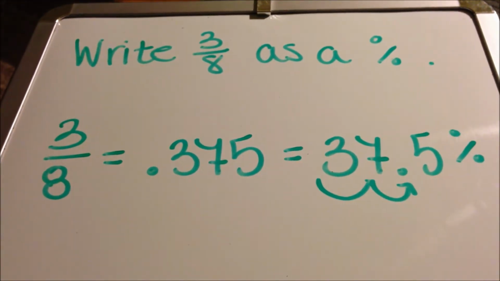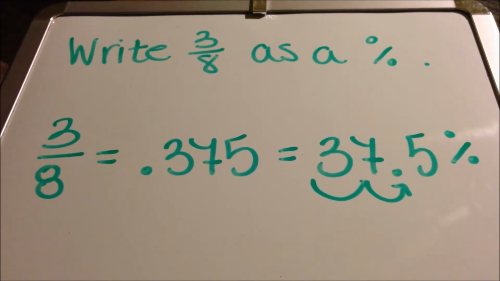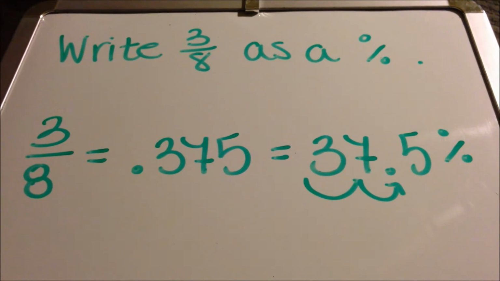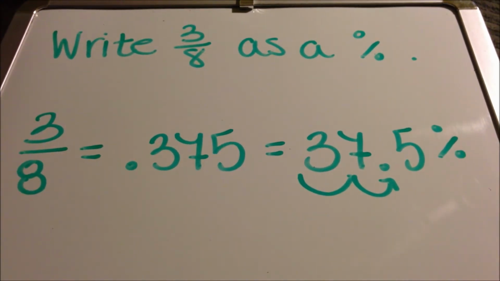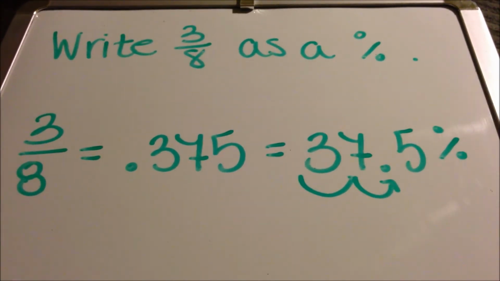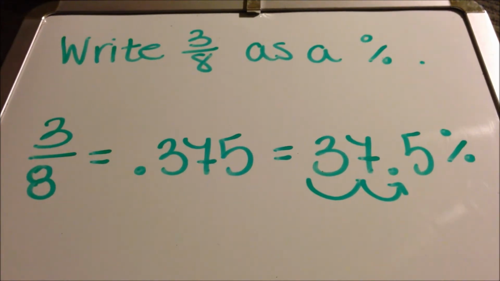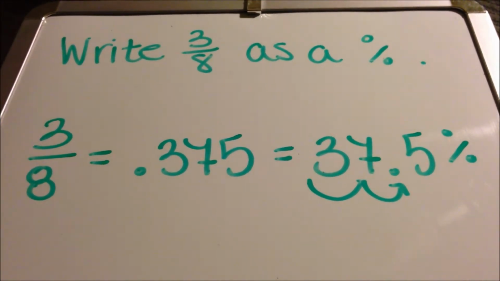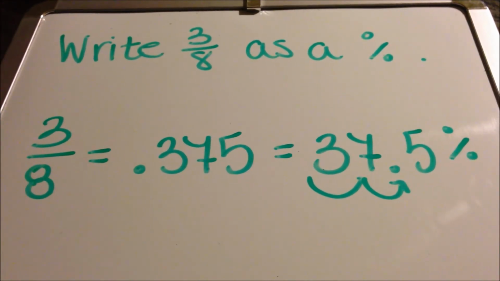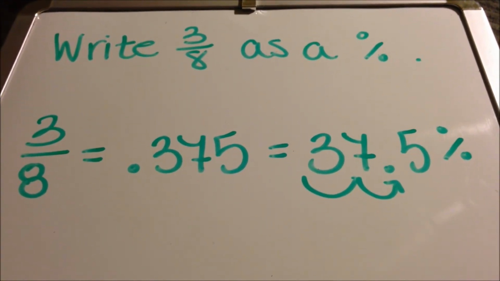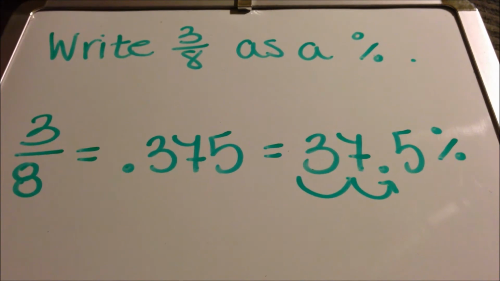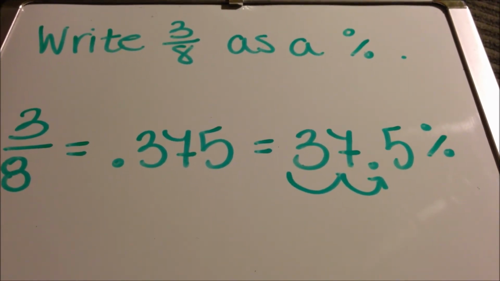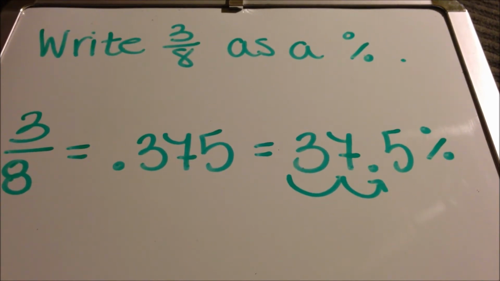Now let's convert a fraction to a percent. Let's start with 3/8. To convert it to a percent, the first thing you want to do is determine the decimal equivalent. So simply type 3 divided by 8 into your calculator and you'll get 0.375. To convert from a decimal to a percent, we move the decimal point 2 places to the right. So 0.375 converts to 37.5%.